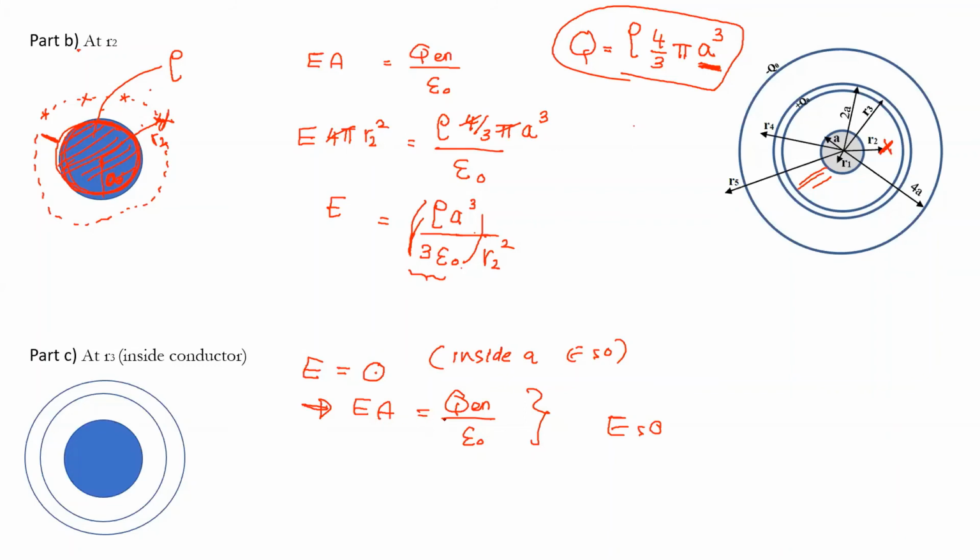If you just use Gauss's law, your Gaussian surface is something like this, right? I'm not going to do it completely. I'm just going to show you what happens. So this is your Gaussian surface, right?